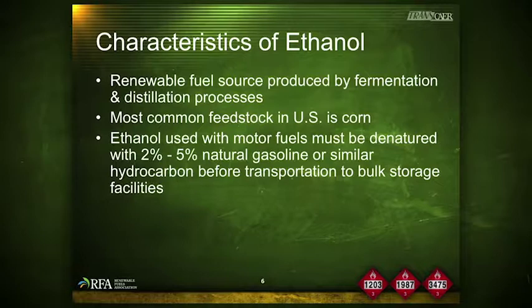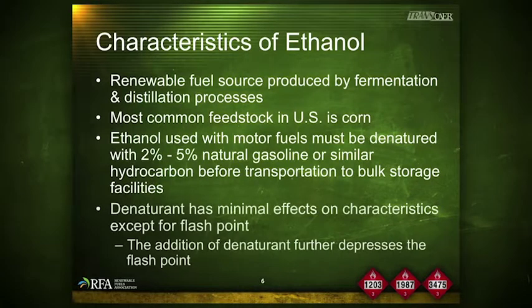Ethanol for use in motor fuel blends will generally be denatured with between 2 and 5% gasoline or a similar hydrocarbon. Denaturant has minimal effect on the overall characteristics of ethanol, except for the flash point. The addition of the denaturant further depresses the flash point. This training program focuses on denatured fuel ethanol.